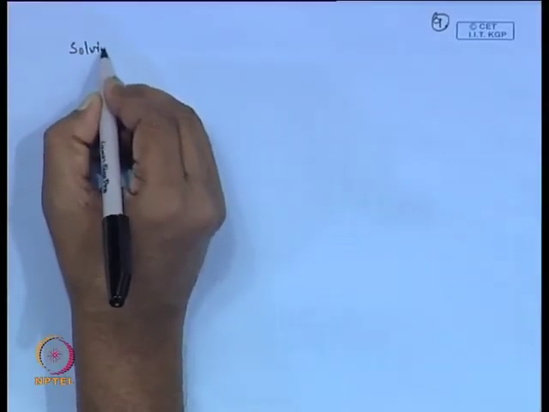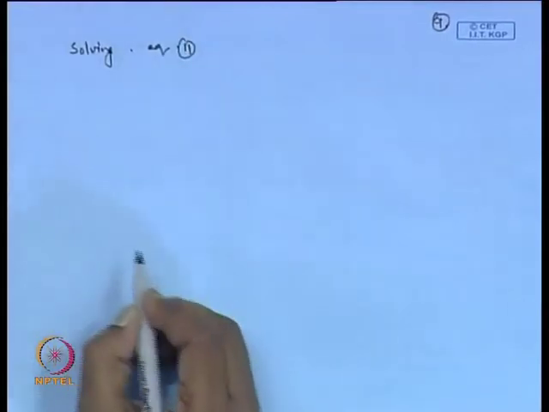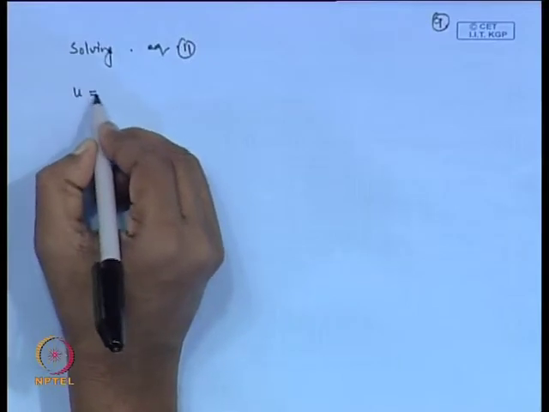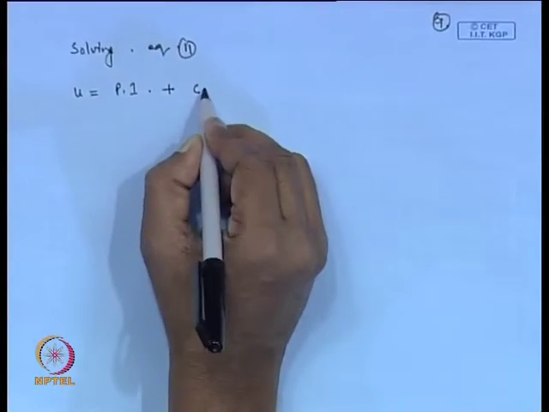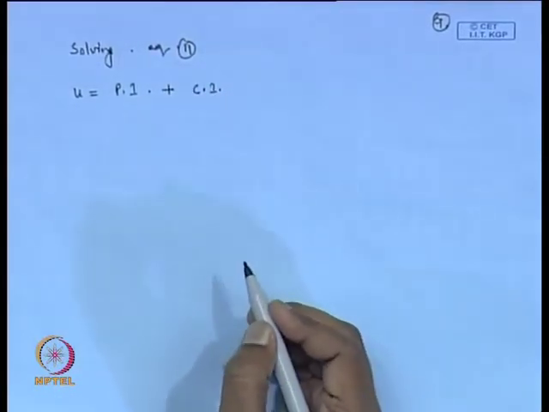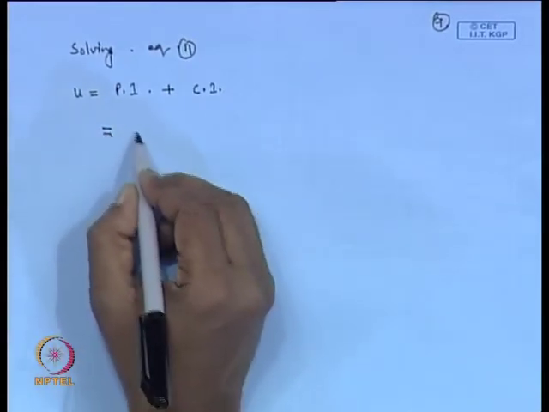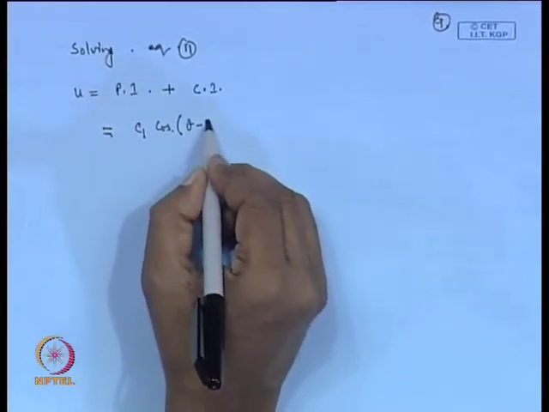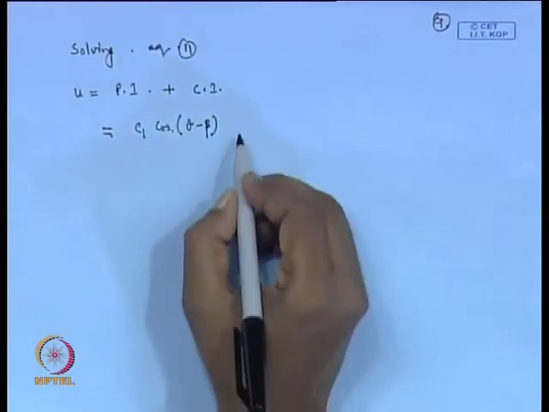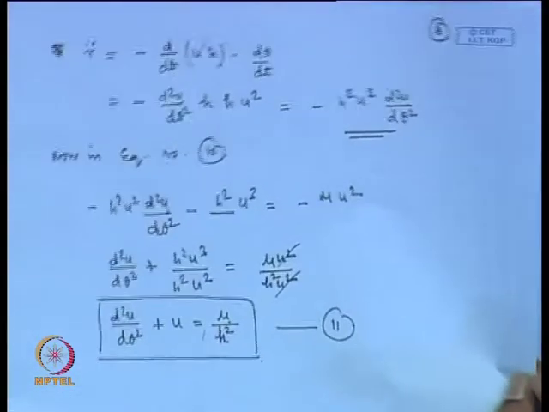So, solving equation 11. The total solution u will consist of the complementary part plus the particular integral. The complementary part can be written as C 1 times cos theta minus beta, and the particular integral is very easy to see in equation number 11.